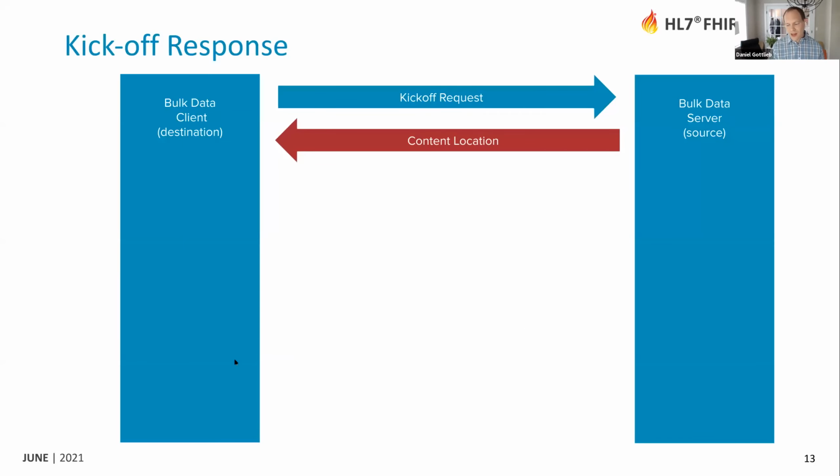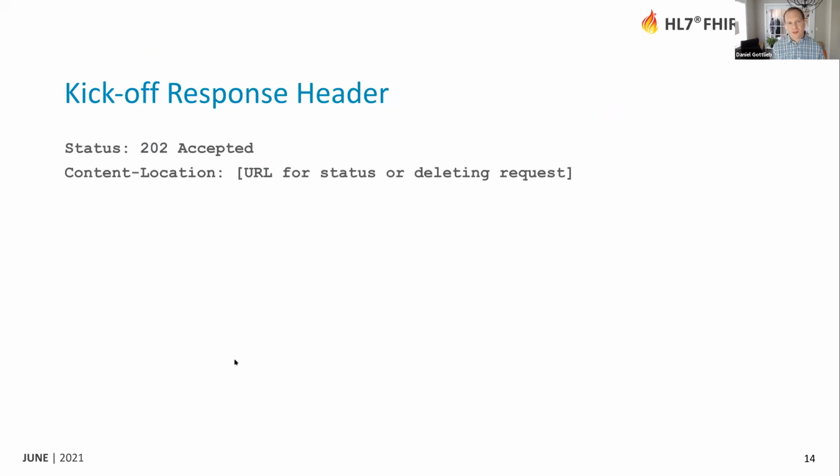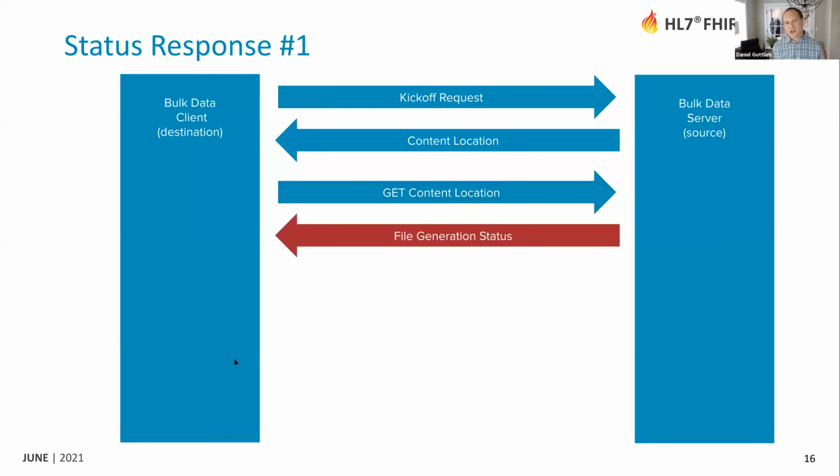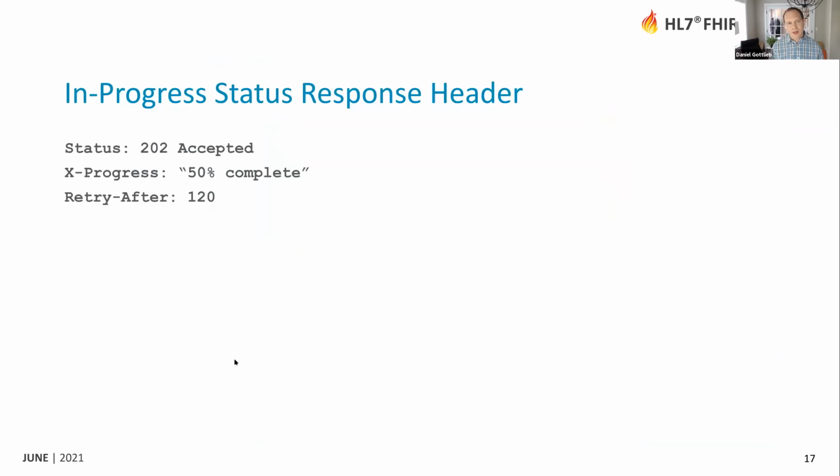So that's all kind of in the kickoff request. So now a client has requested some data from the bulk data server. The server responds with a content location. So this is where a client can check on the status of the job. So the client has basically submitted a bulk data job to the server to generate a data set that meets all those parameters. And then the client can check at this location to see how the server is doing.